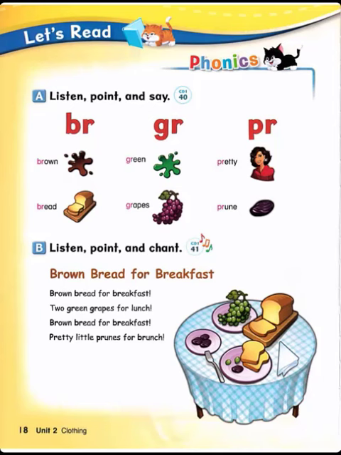Page 18. Let's read. A. Listen, point, and say. B-R. Br. Brown. Bread. G-R. Gr. Green. Grapes. P-R. Pr. Pretty. Prune.